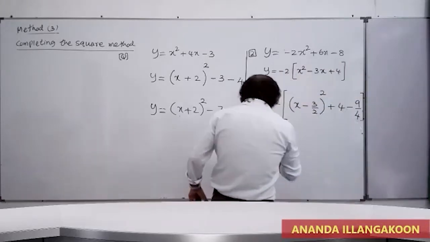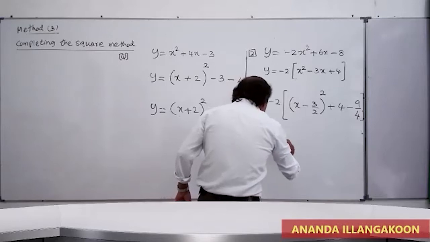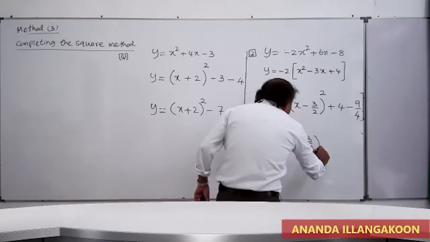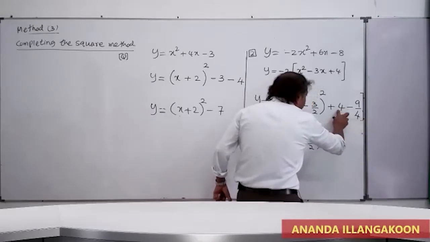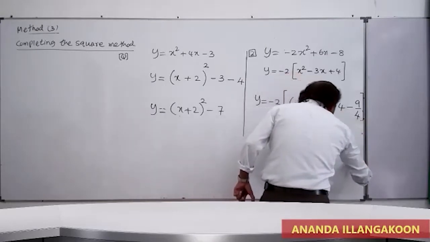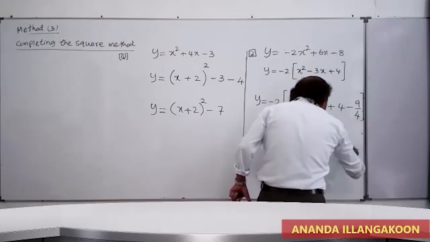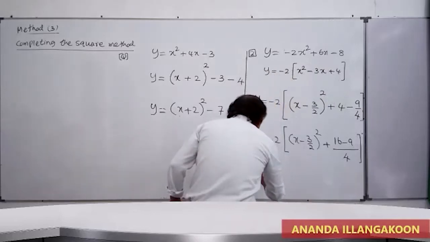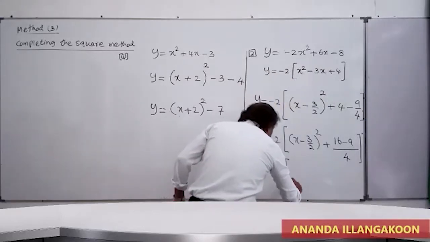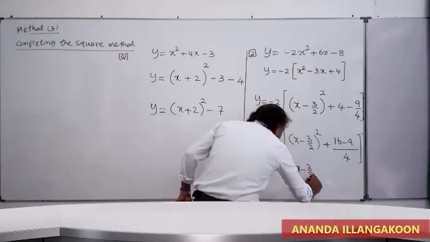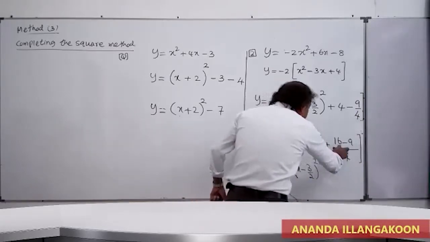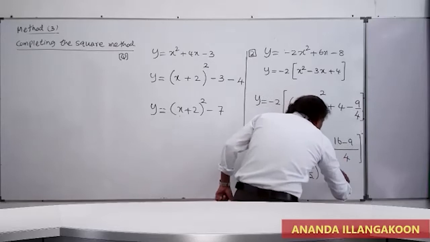Right. Now we'll simplify this, people. Y equals minus 2, x minus 3 by 2 perfect squared. Take the common denominator as 4. 4 into 4 is 16, minus 9. Now we can simplify this further like this. X minus 3 by 2 perfect squared. And here 16 minus 9, people, really 7, no?